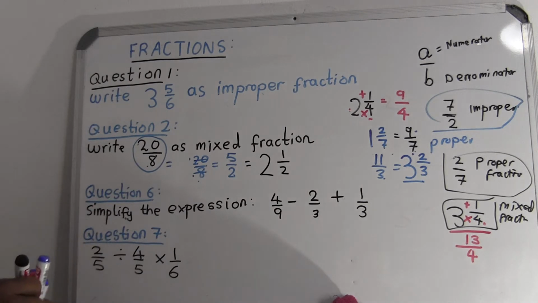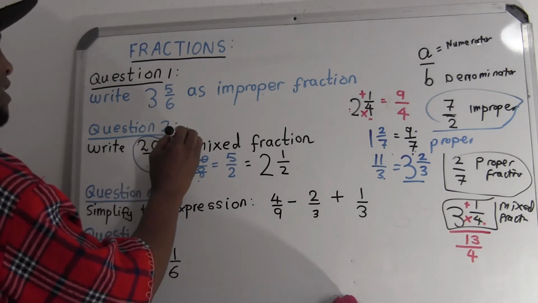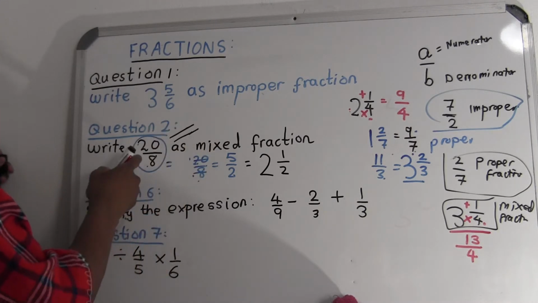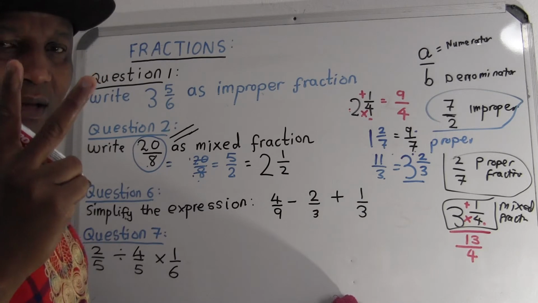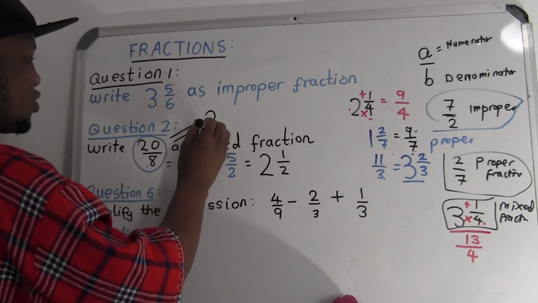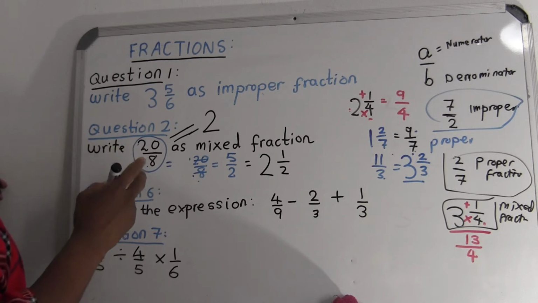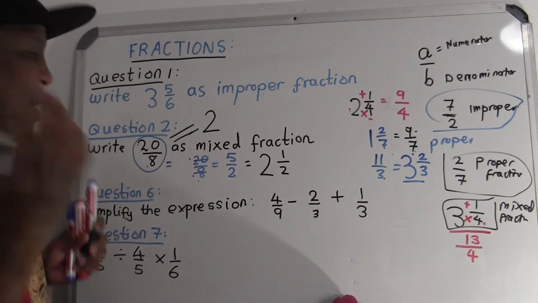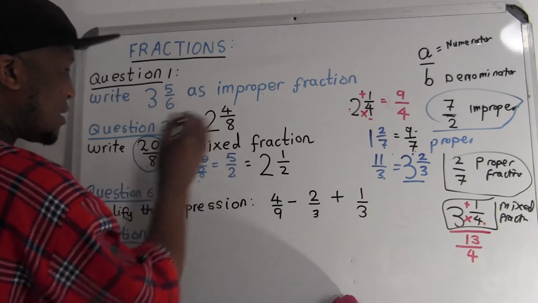Okay, so it's not necessary that I must simplify first. I could just have done this straight away. How many 8s in 20? There are 2 eights in 20, which is 16, right? So what I'm going to be left with is 16, 17, 18, 19, 20. I'm going to be left with 4, over this number 8.